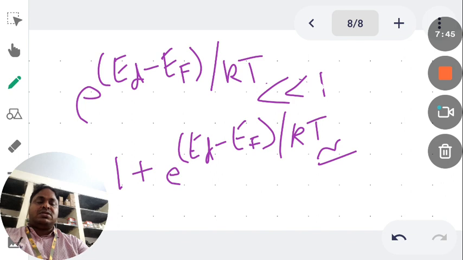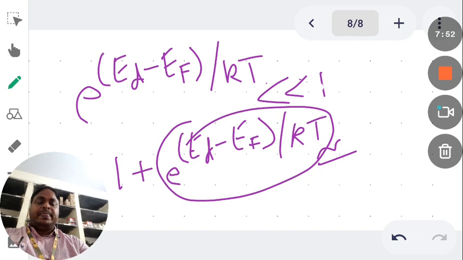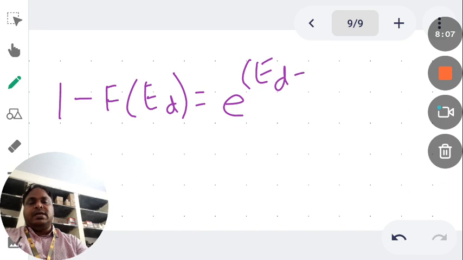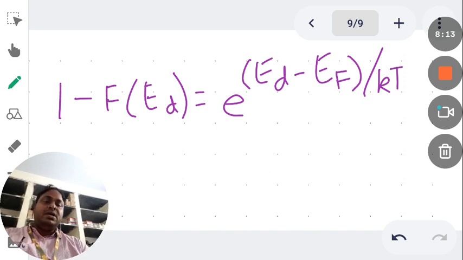This is lesser than 1 since this is absence of electrons. So this term will get cancelled, right? So we will have 1 in the denominator, and what you will have? 1 minus F of ED will be e power ED minus EF by KT alone, right? The denominator will be 1, right?